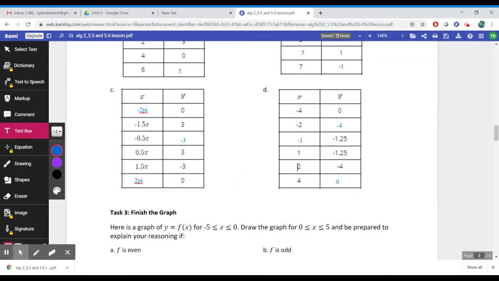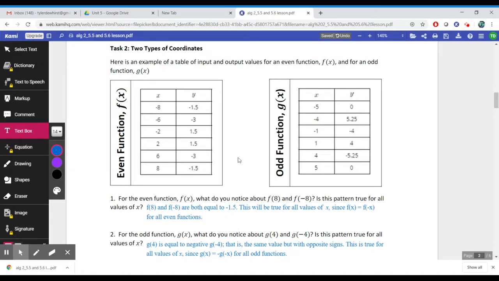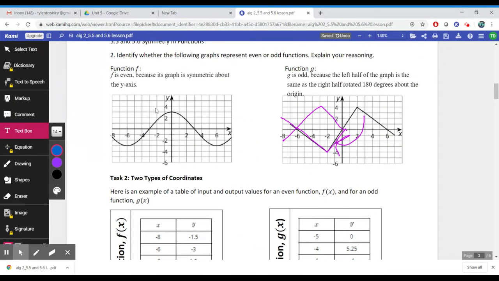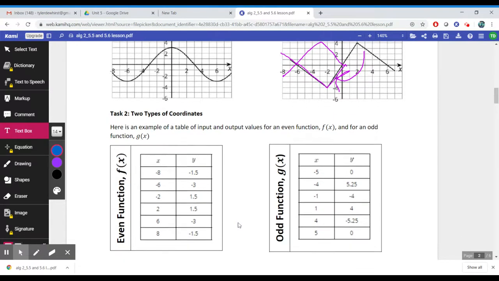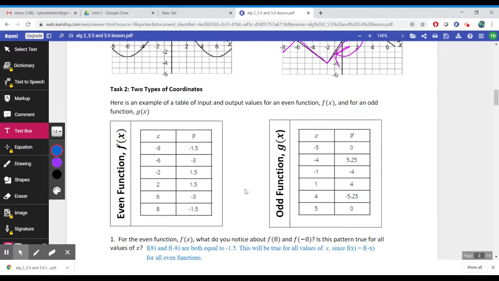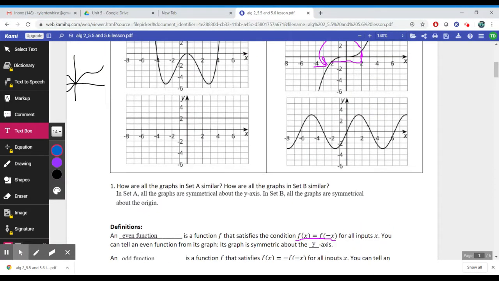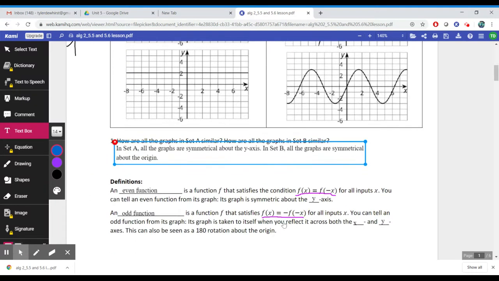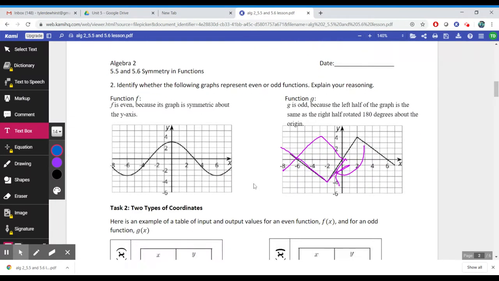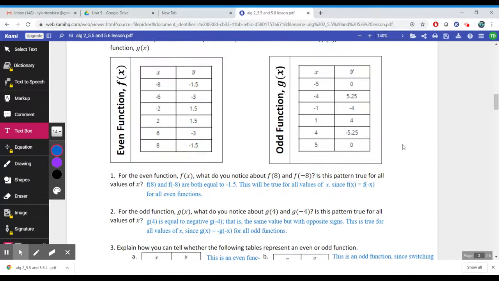So just a quick review of everything we've covered so far. We have these two different kinds of functions, even and odd. For even functions, their graphs are symmetric about the y-axis, and changing the sign on the input does not affect the output. The outputs will be equal if you change the sign on the input. For odd functions, they are symmetric about the origin instead of the y-axis. You can think of that as either a reflection across both axes or as a 180 degrees rotation around the origin. And for odd functions, when you change the sign on the input, you also change the sign on the output.